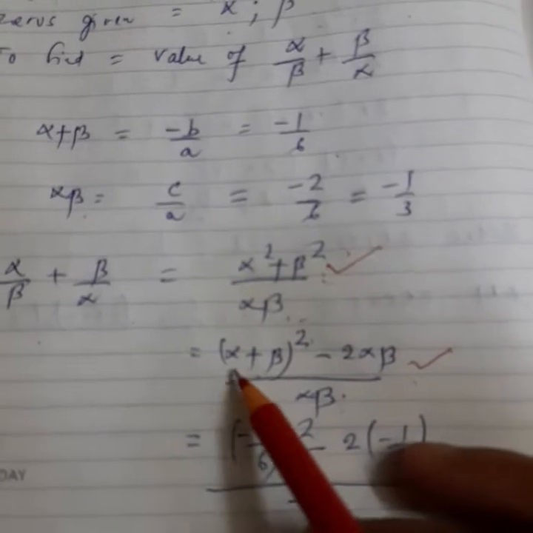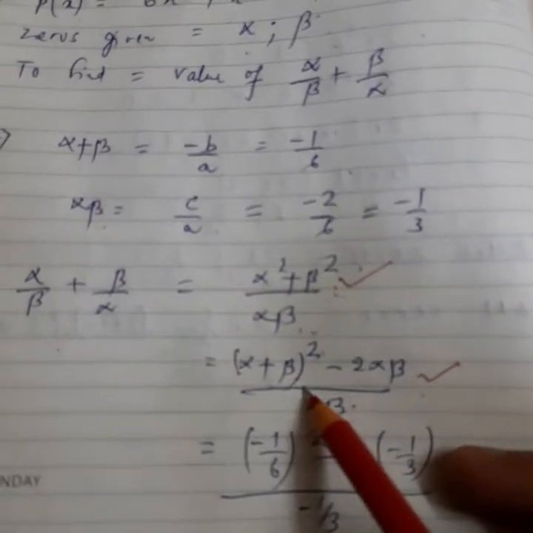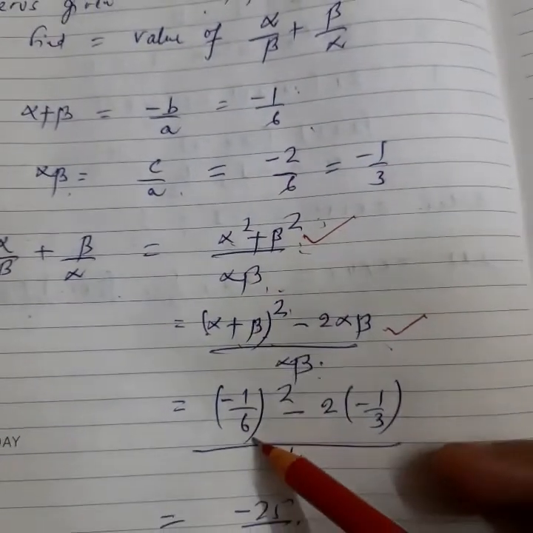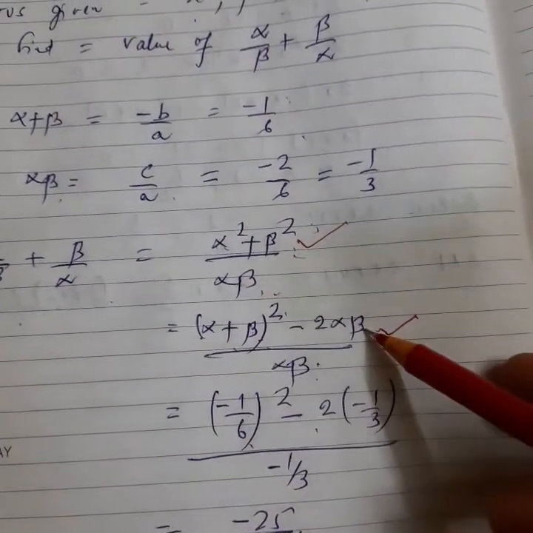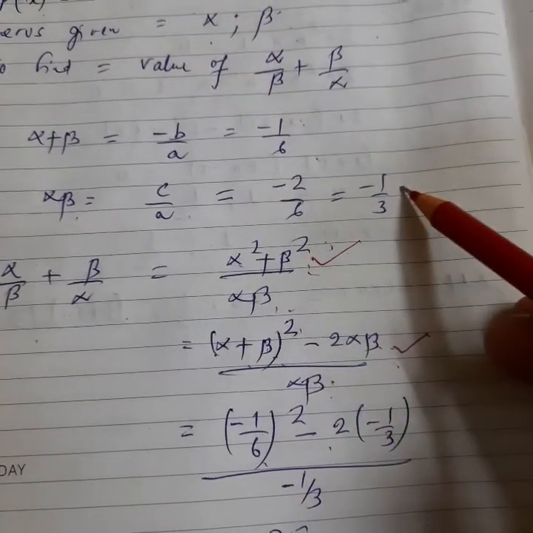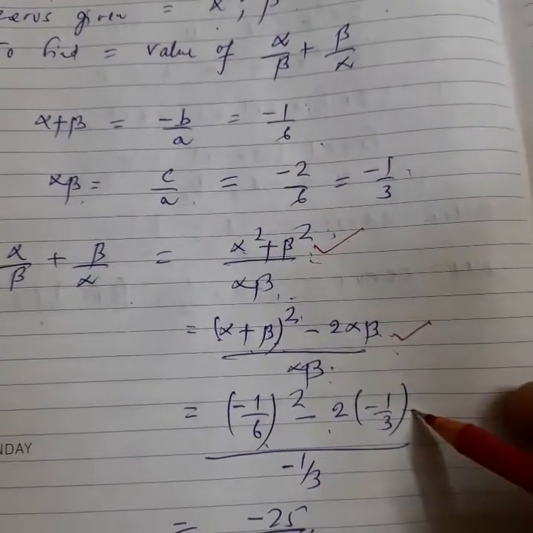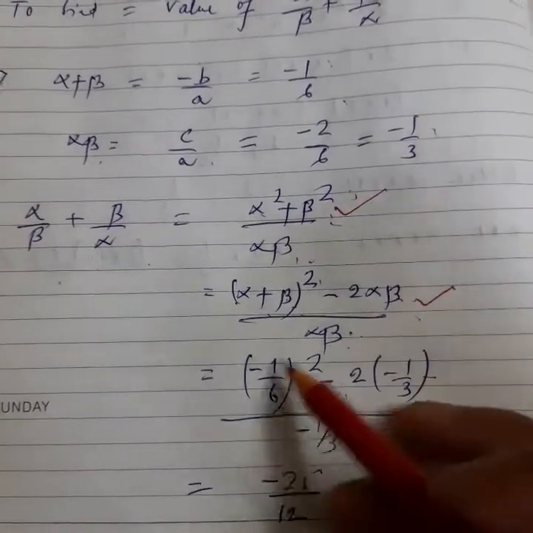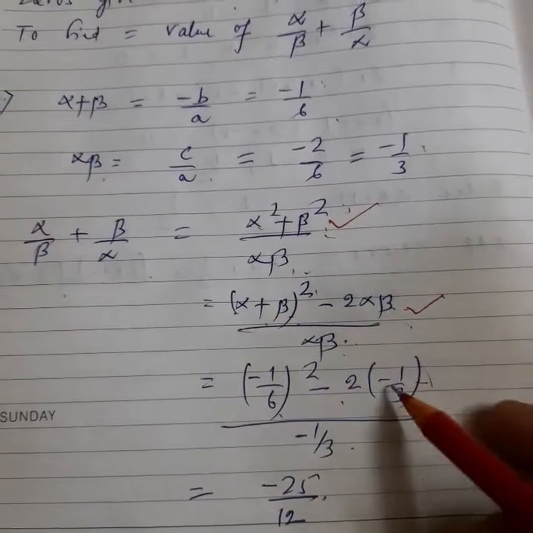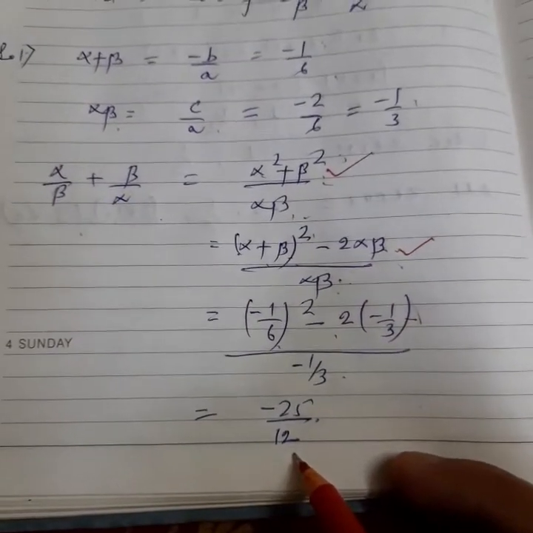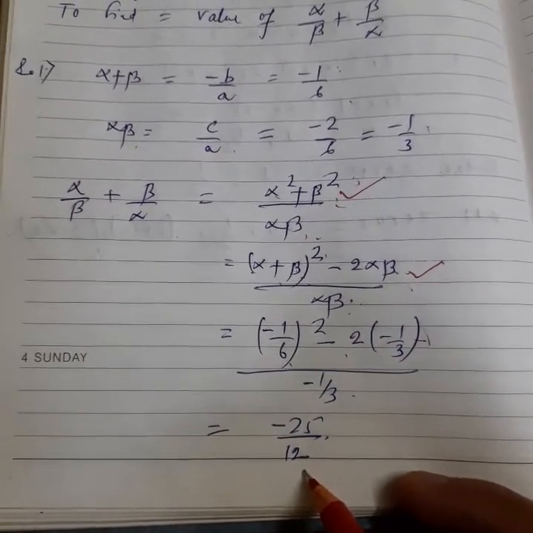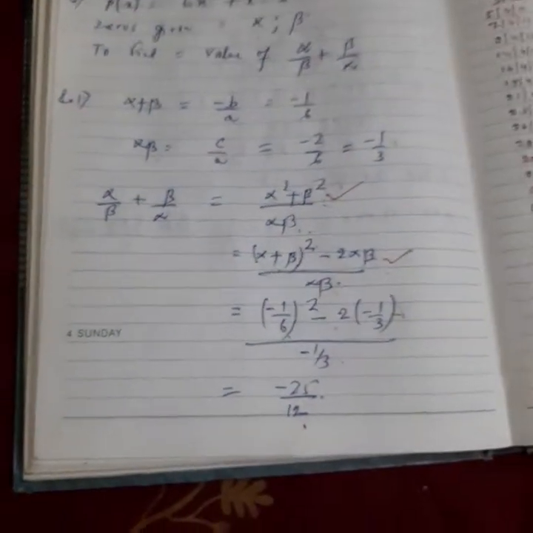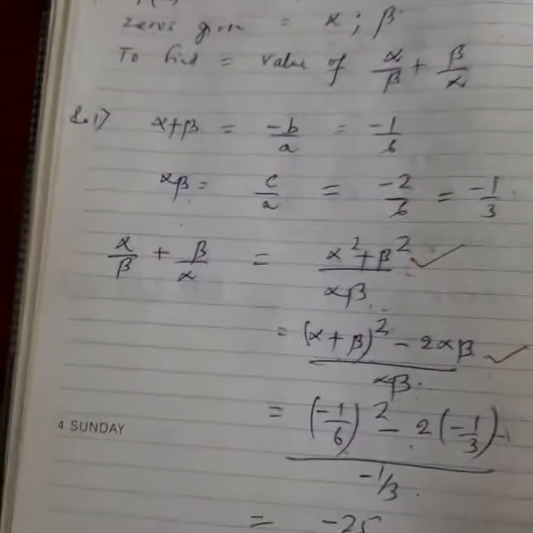Now here you can see the value of alpha plus beta, we will put here: (minus 1 by 6) whole square minus 2 into alpha into beta. The value of alpha into beta was minus 1 by 3, we will put it over here. In the denominator, again alpha beta, that is minus 1 by 3. On simplifying this, you can easily get the value minus 25 by 12. Means alpha by beta plus beta by alpha is equal to minus 25 by 12.